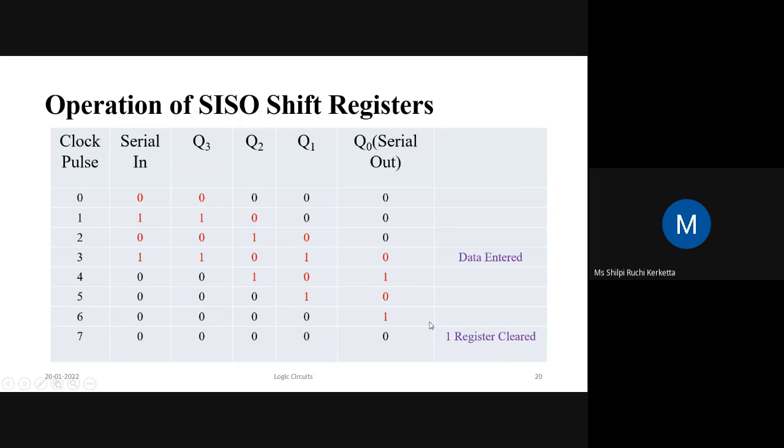But if we have to clear the data, we will introduce 0000. So if we introduce 0 four times, this full 4-bit number will become 0. So this is the operation for the serial in, serial out shift register.